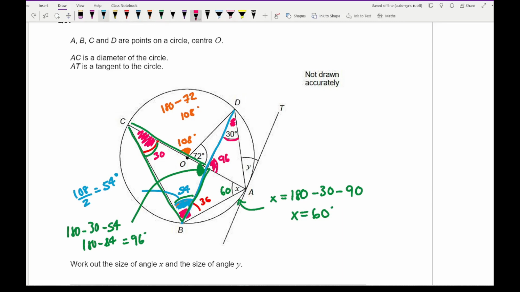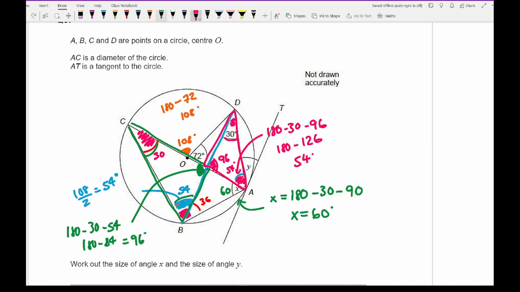I can then work out what this angle here is going to be, because again I've got another triangle, so let me just highlight that triangle now. So there's another triangle. Working out this angle here, that's going to be 180 minus 30 minus 96, so it's going to be 180 minus 126, and that's going to give me an answer of 54 degrees. And again, I could have worked that out because that's also two ends of the bow, and so I could have got that angle there.